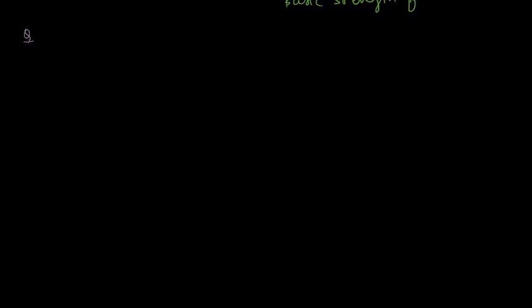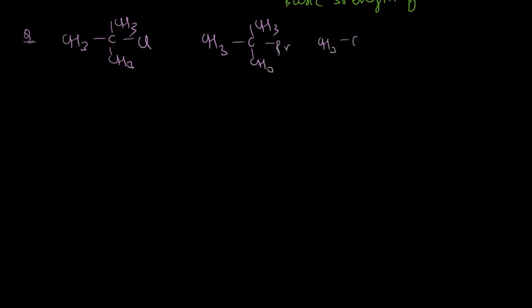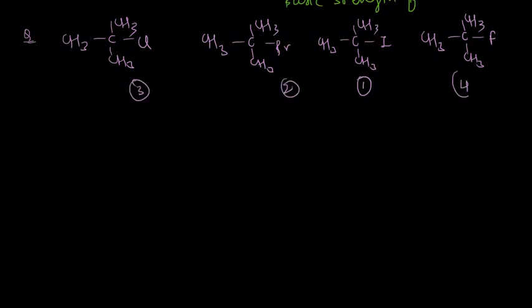Let's solve some questions. CH3CH3 then Cl. We have to identify the rate of the reaction. And we have Br, here we have I, then CH3CH3 with fluorine. Good acids give good leaving groups. So it will be first, second, HCl is the third, and HF is the fourth.